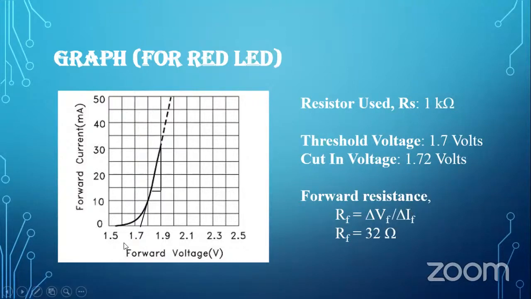Note that the value of voltage is in volts, which is SI unit, and the value of current is in milliampere, which is CGS unit. So we have to convert the value of current into SI unit by multiplying it with 10 to the power minus 3. Here the forward resistance obtained was 32 ohms.